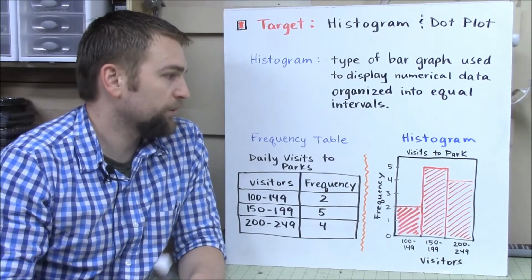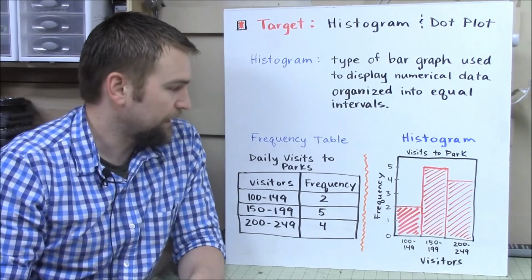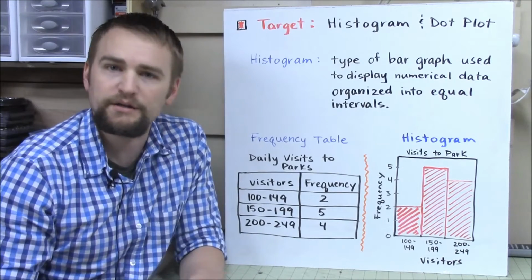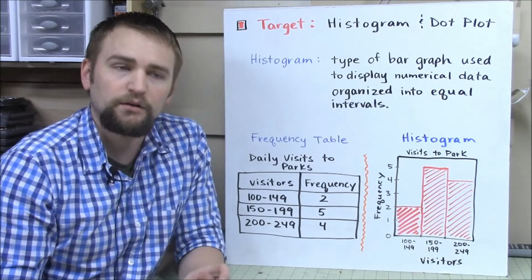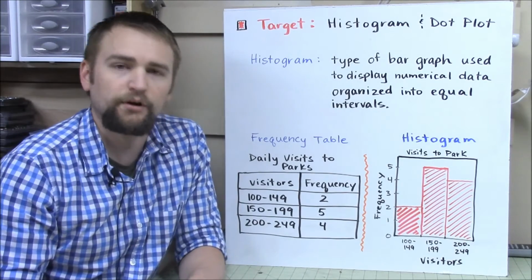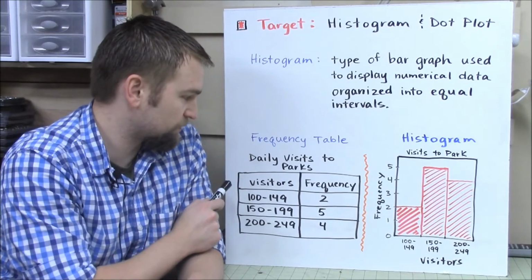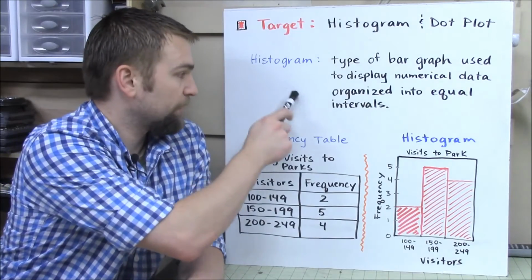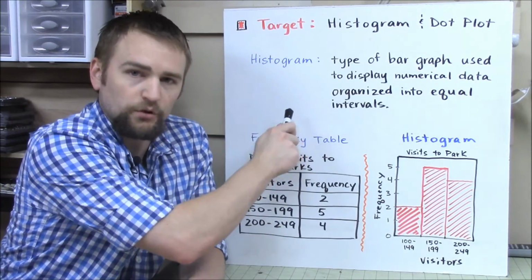And we're going to take a little detour here over to a frequency table. A frequency table is just a way to take the data that you get and organize it into a nicer looking table. And again, with the word frequency, we are organizing our data in intervals. So if you can see here, daily visits to parks, visitors. So let's say I had random data over here, just random numbers all over the place.